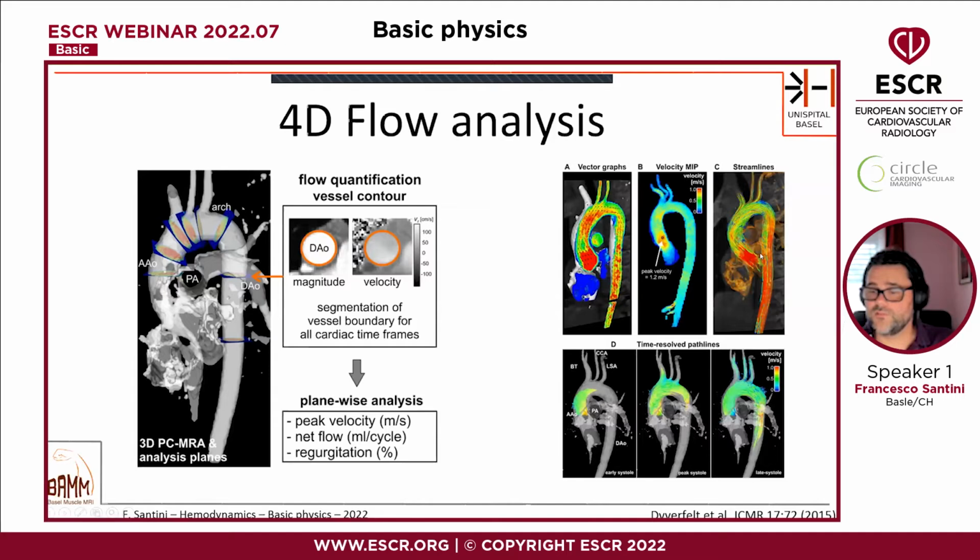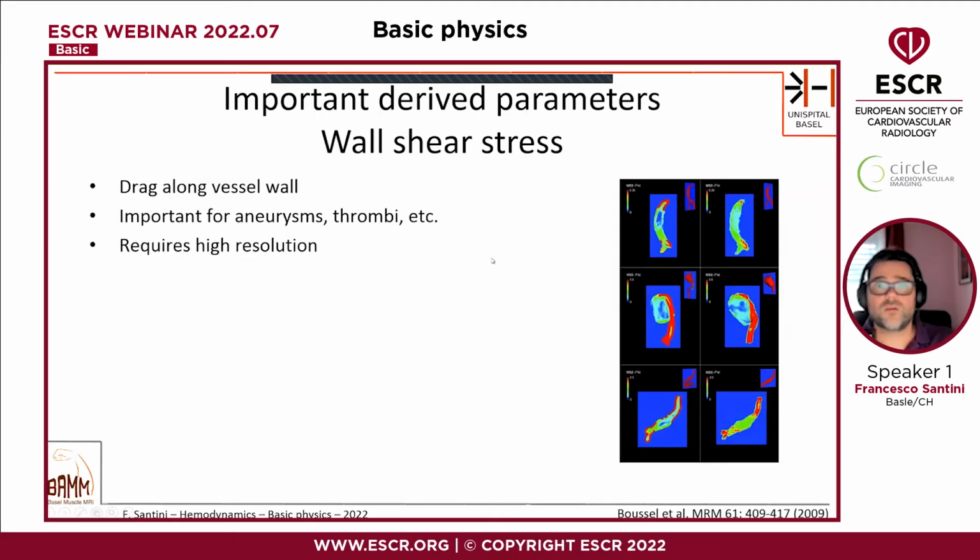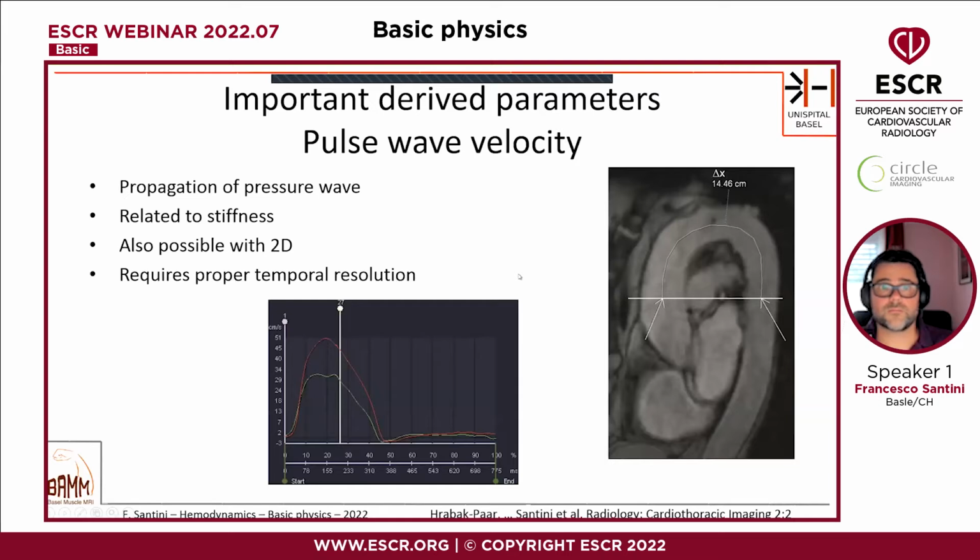So we can plot vectors like we've seen before. And then we can also use derived parameters like wall shear stress. Wall shear stress is the drag of the velocity along the border of the vessel. And it's, for example, used for aneurysm and thrombi. However, we require very high spatial resolution for this. We can also measure something like pulse wave velocity, which is the time in which the pressure wave travels from one point to another. This can actually be done with a 2D acquisition, but requires possibly very high temporal resolution.